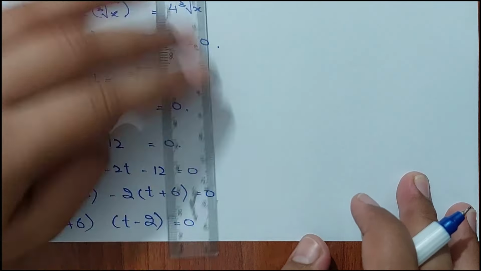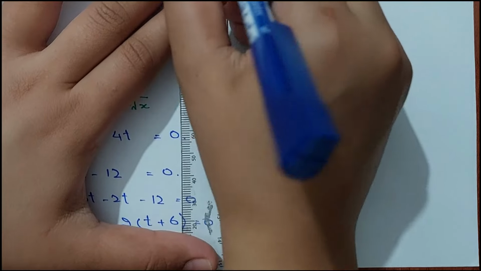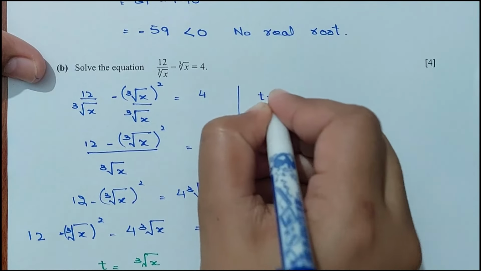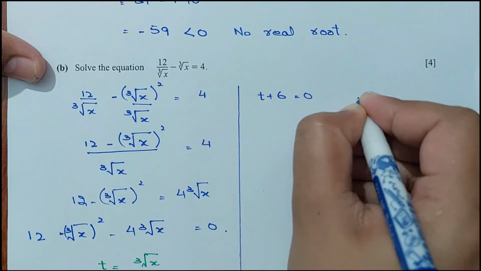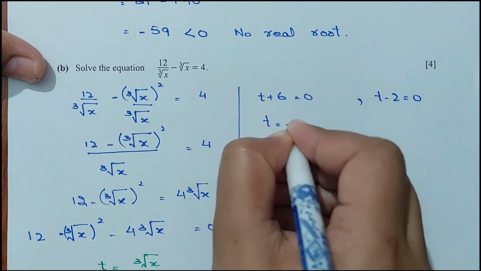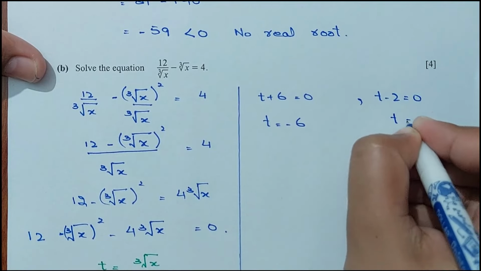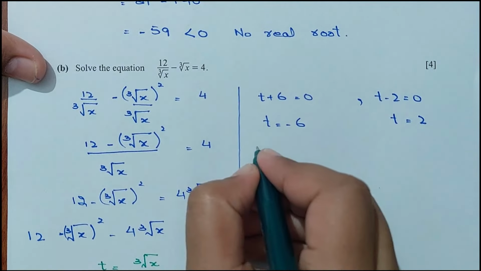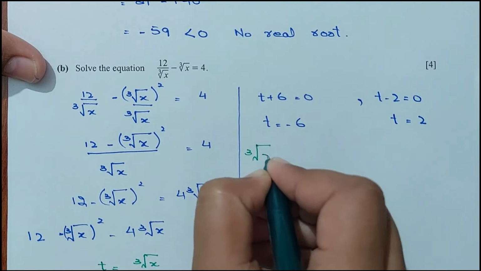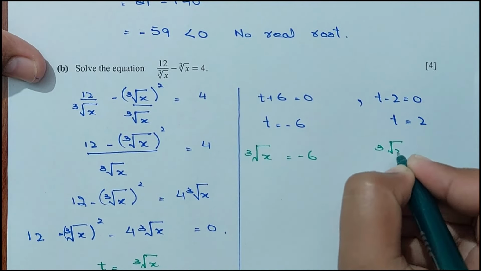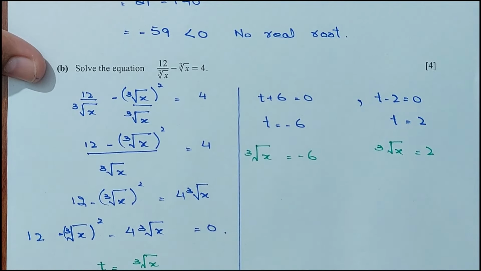So further I'm going to do over here. We can say t plus 6 equals to 0, and from here t minus 2 equals to 0. So the t value is negative 6 and here t value is positive 2. Now put it back. What is t? T value is cube root of x. This is equal to negative 6, and cube root of x is equal to 2, right?